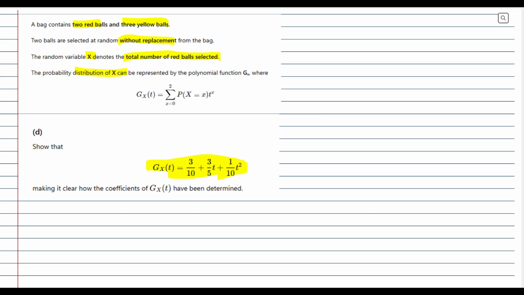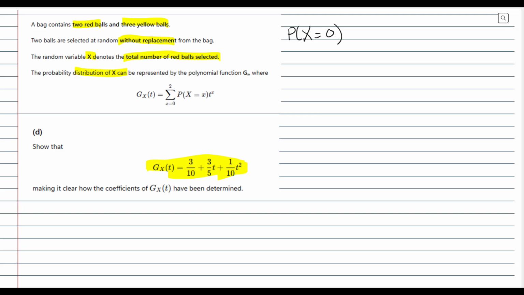So the first coefficient here is x equals 0, 0 red balls, and then t to the power of 1, that's getting 1 red ball, and t squared coefficient is getting 2 red balls. So we can work out the probability that x equals 0.